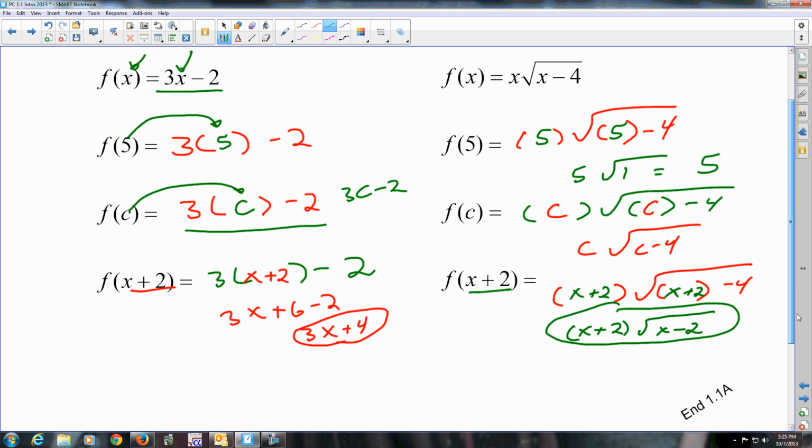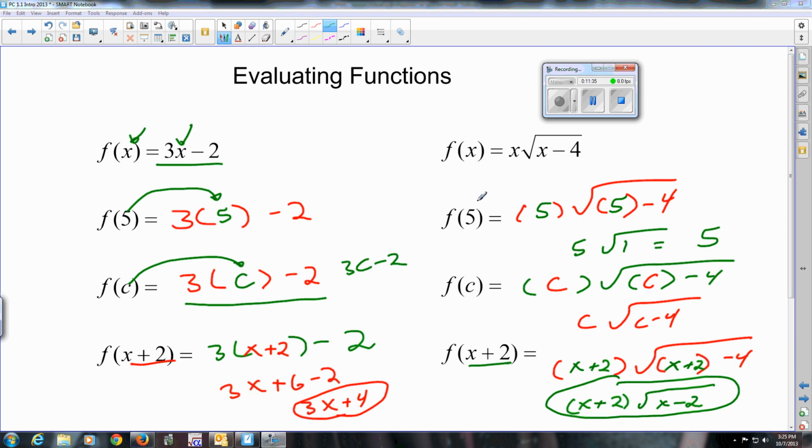Something tells me that's the end of this first section. For section 1.1.